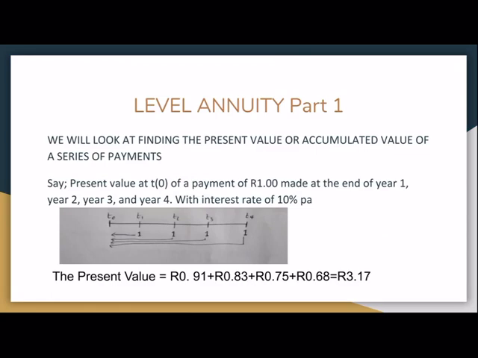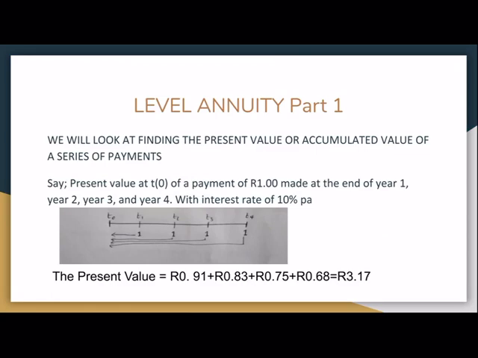So what do I mean? Let's say perhaps you are looking at the present value of a series of payments of 1 rand for the next 4 years. 1 rand at the end of the first year, and then 1 rand at the end of the second year, 1 rand at the end of the third year, and 1 rand at the end of the fourth year. How much money is it equivalent to at the present time?